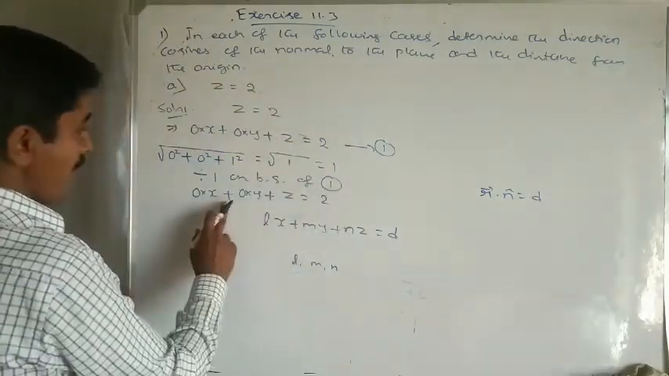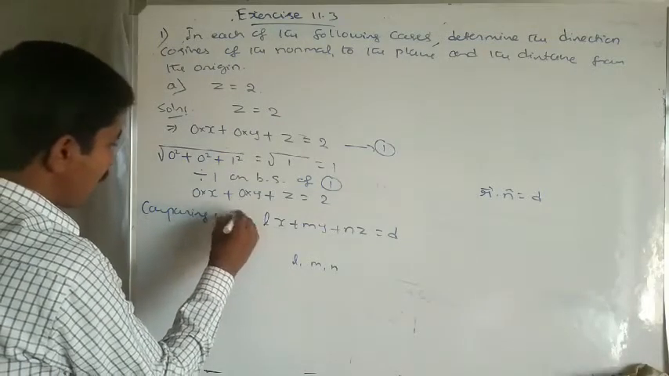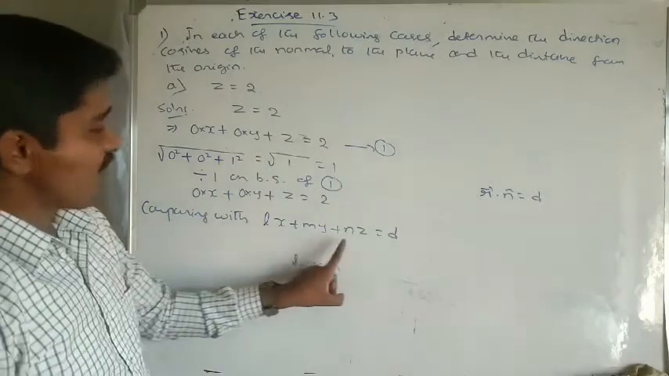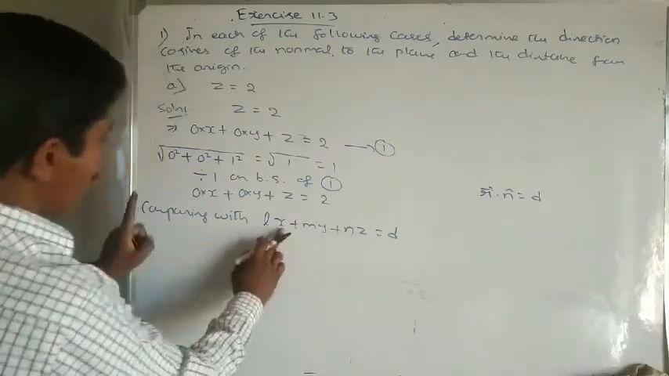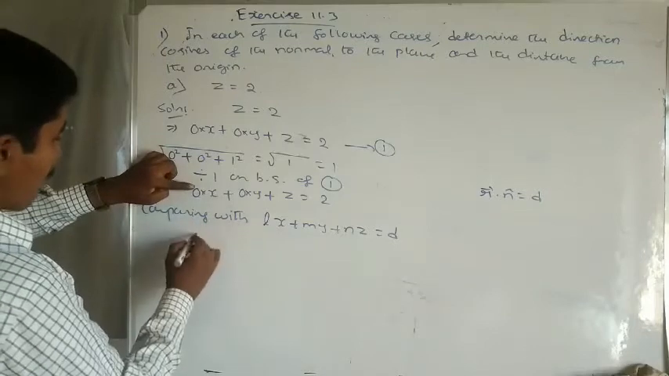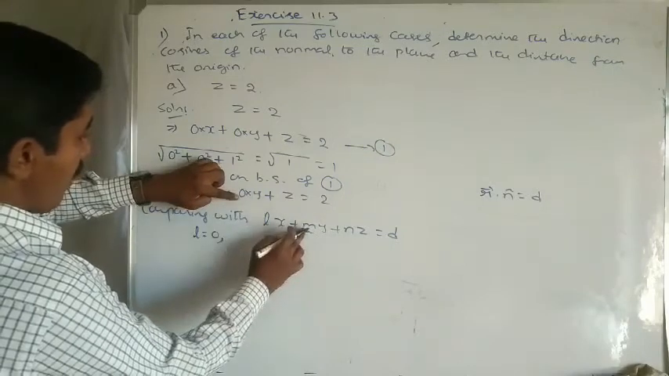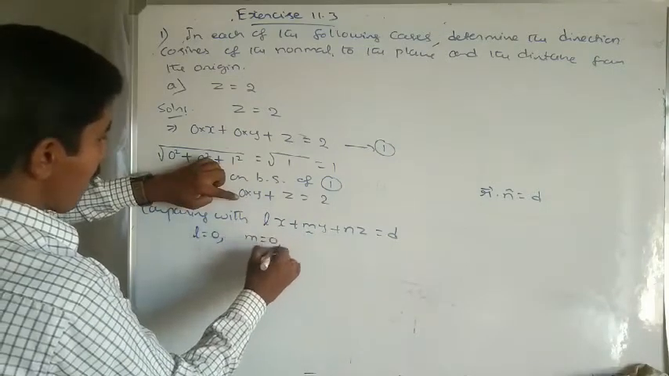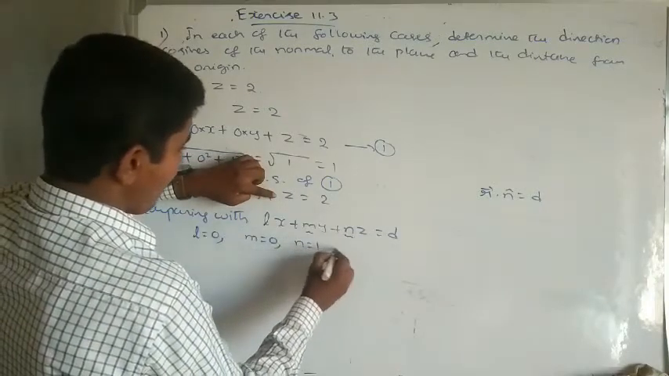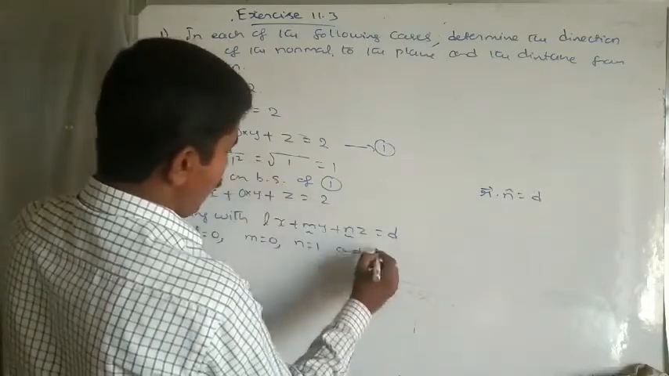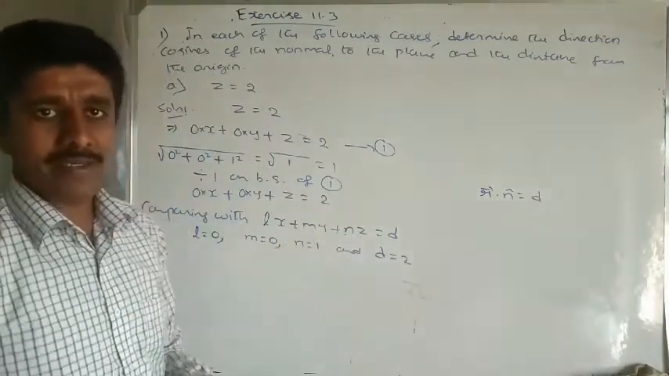Correct. Clearly this is of the form we are comparing with the standard Cartesian form of the plane, Lx plus My plus Nz is equal to D. Here the x coefficient 0 means L equal to 0. The y coefficient is 0, so M is equal to 0. And the z coefficient is 1, so N is equal to 1. And the right side value, the distance D, equals 2. Got it. We know that L, M, N are the direction cosines.